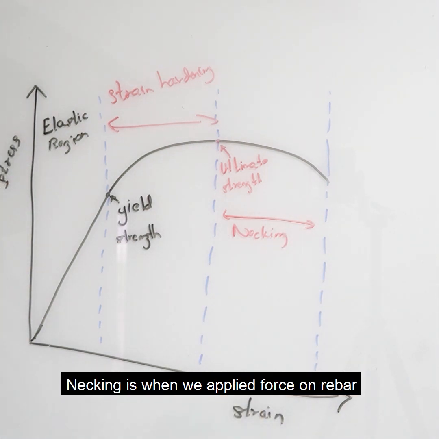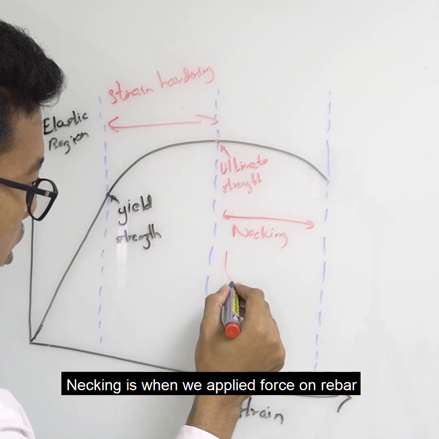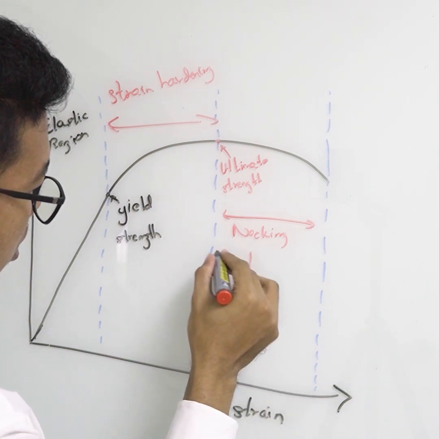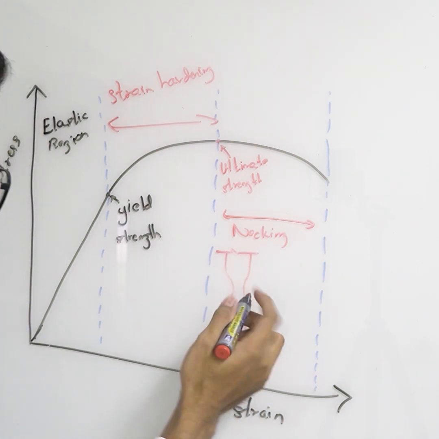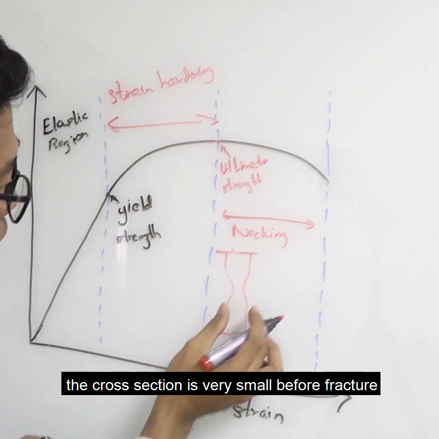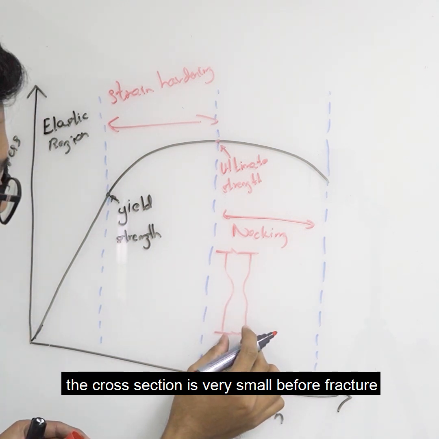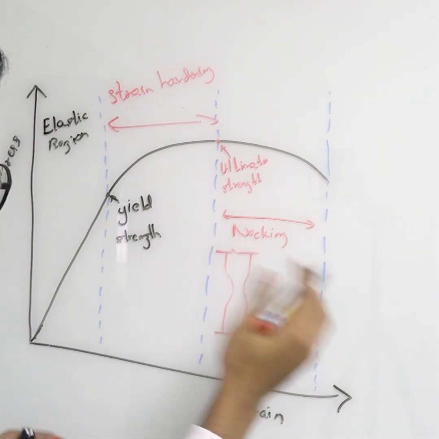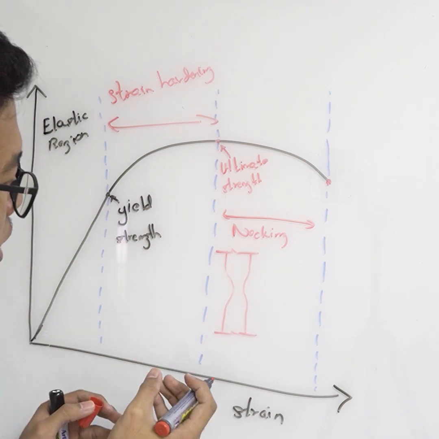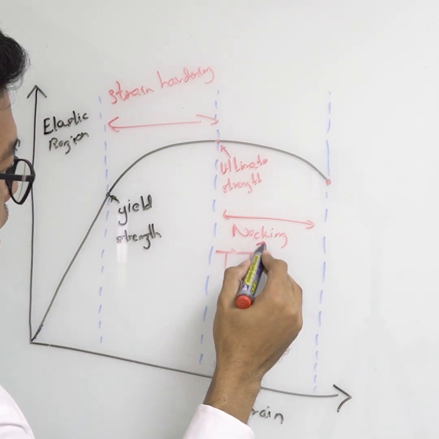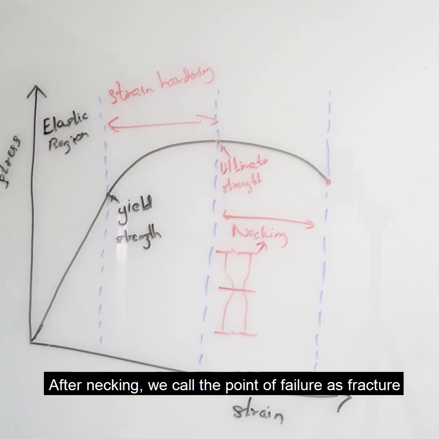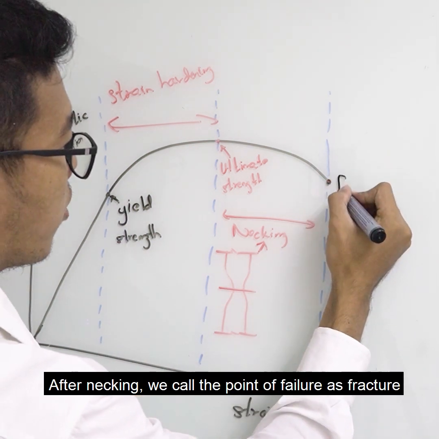If I have to explain about the necking, you can imagine a rebar. When we apply force continuously, this cross section becomes very small compared to this region. So before it goes to fracture, the cross section becomes much smaller, and we call this region the necking. After necking, the material goes to fracture, and we call this one fracture.